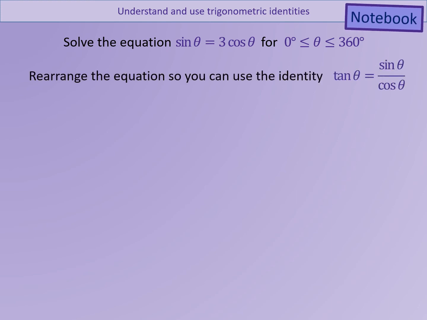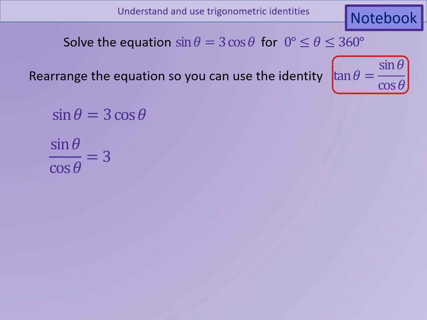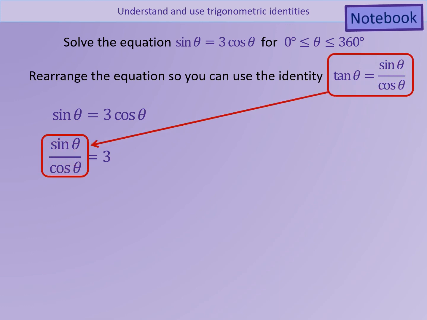So what we're going to do is rearrange this equation so that we can then use the identity of tan theta being equivalent to sine theta over cos theta. Taking my original equation, the first thing I'm going to do is divide both sides by cos theta, and that sets this up really nicely because sine theta over cos theta is equivalent to tan theta. So I can simply replace my sine theta over cos theta with tan theta.